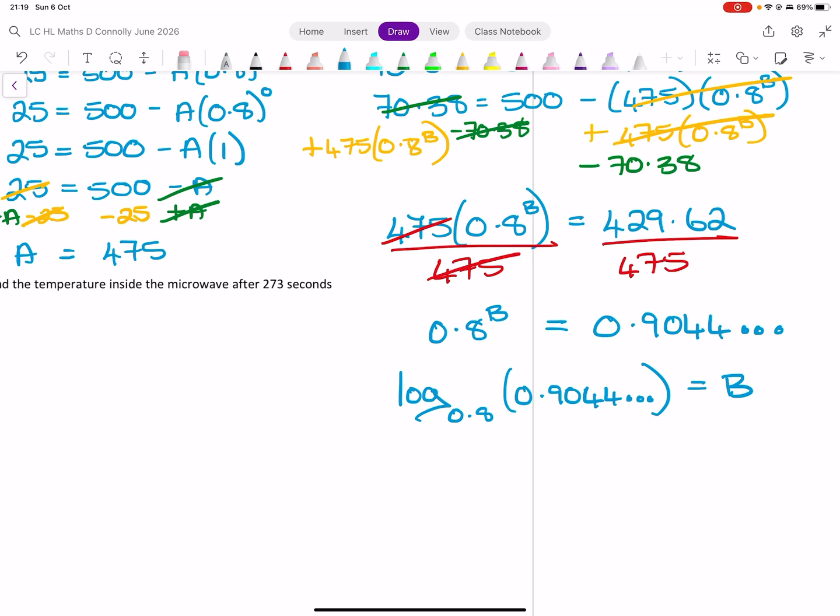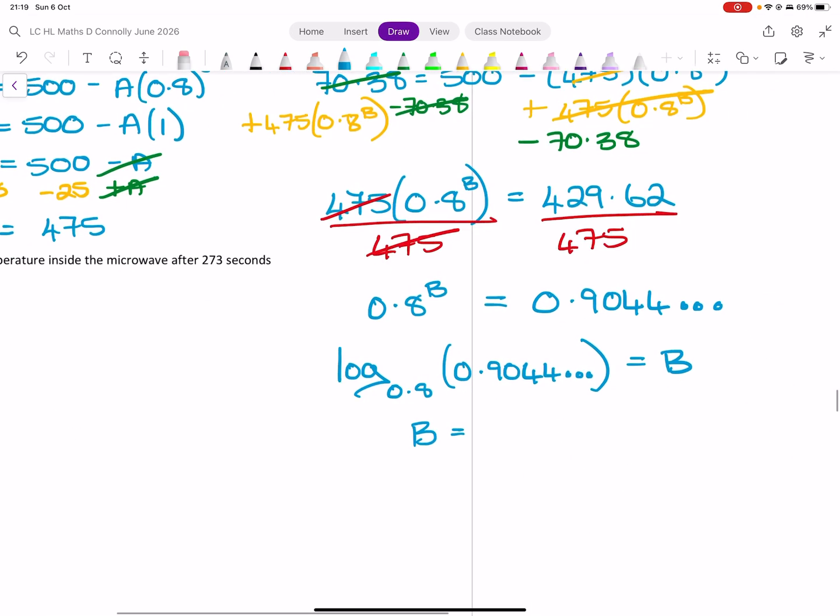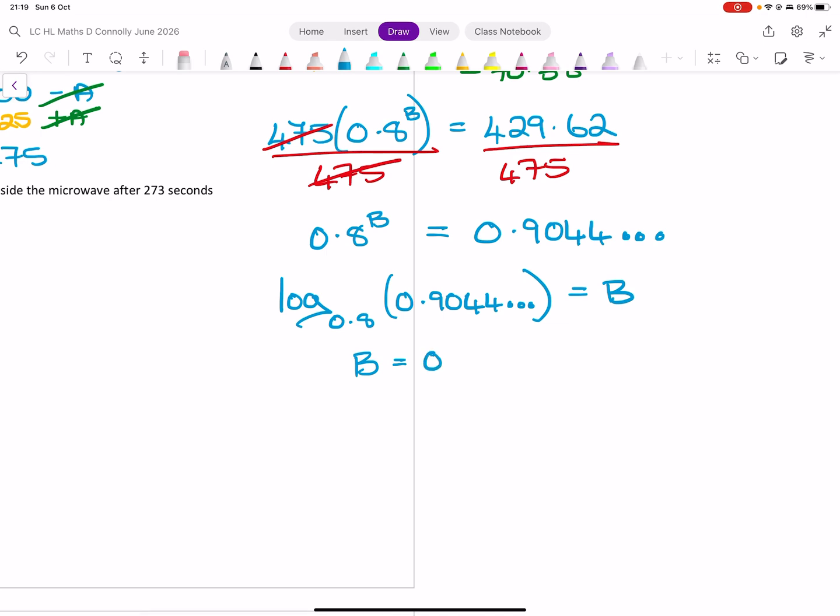So log to the base 0.8. Oh, I didn't write 0.8, sorry. Log to the base 0.8 of a. So I'm getting b to be, I think I said 2 decimal places. Yeah, 2 decimal places, 0.45. It's 0.44999.